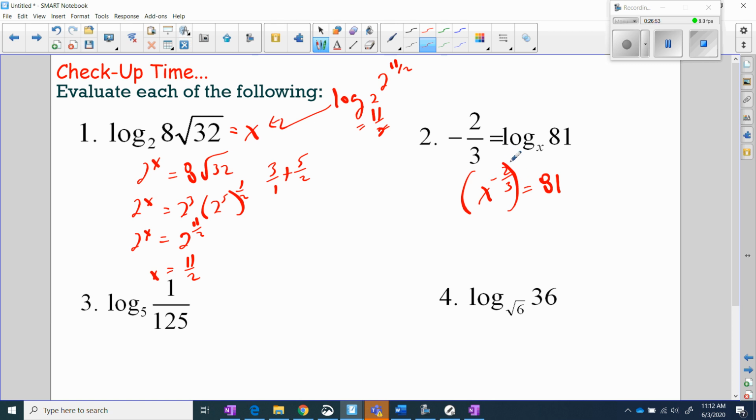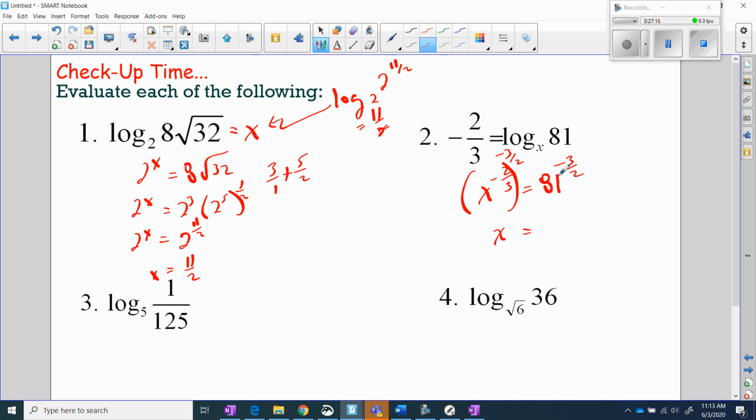So the reciprocal of this, and I want to get 1, not negative, so it's going to be negative 3 halves. That means I have to put the other side also to the negative 3 halves. When you multiply these two together, you get x to the 1. Now, this means 81 to the negative 3 halves. So the bottom number means take the square root. So the square root of 81 is 9. And then I have to cube it.